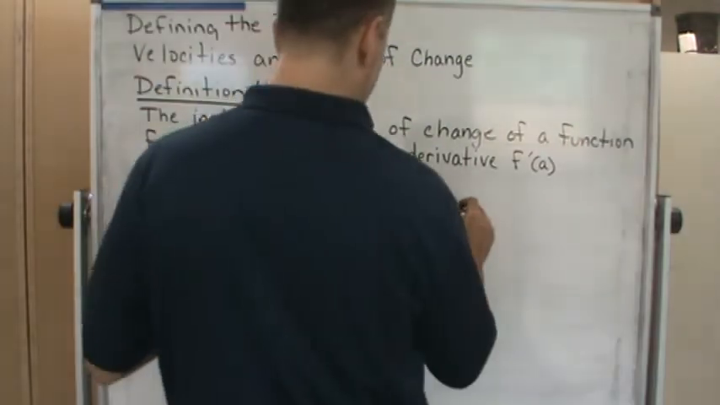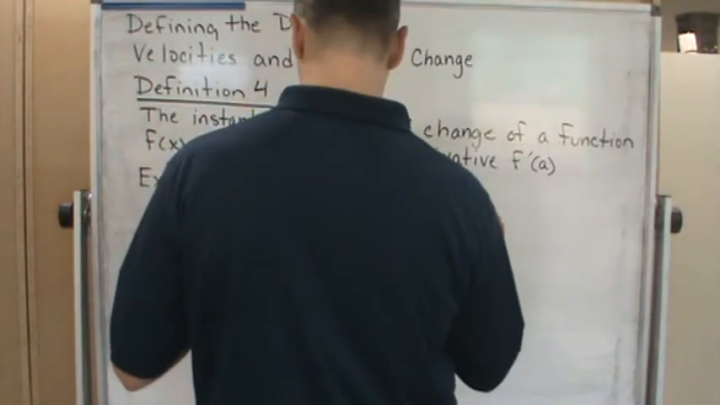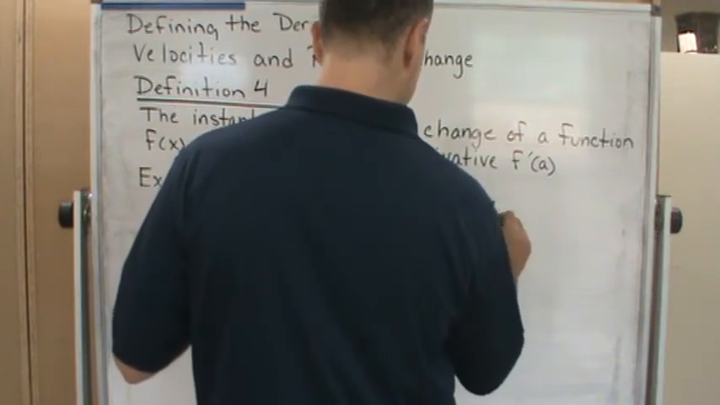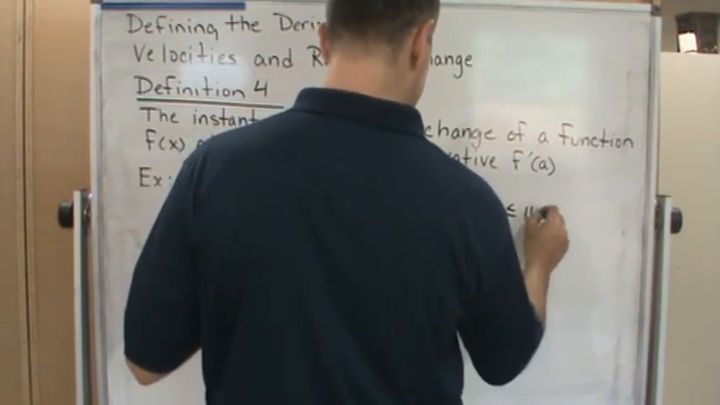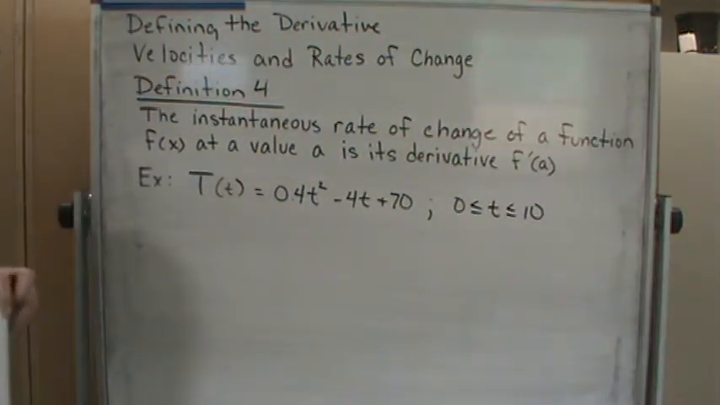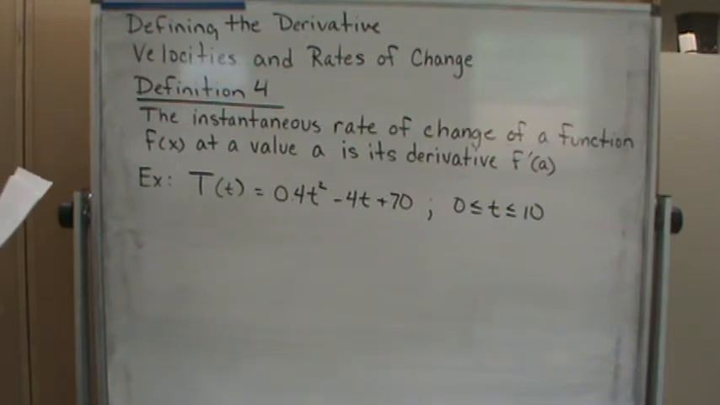And this is for 0 less than or equal to t less than or equal to 10, where t is the number of hours past 9 p.m. Find the instantaneous rate of change of the temperature at midnight.